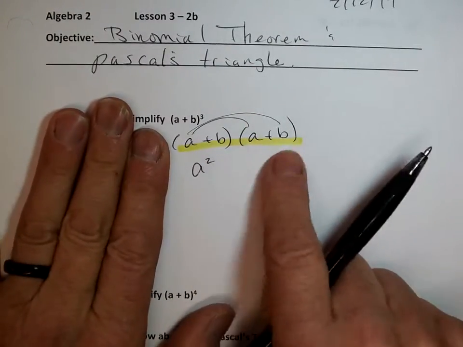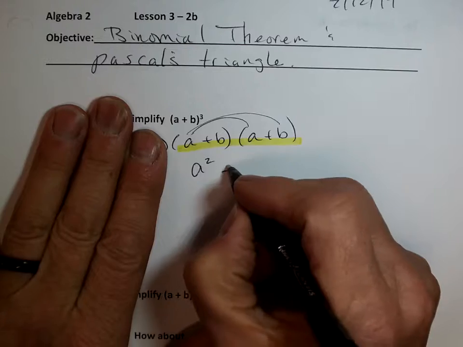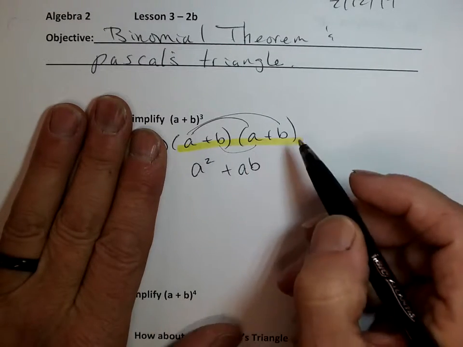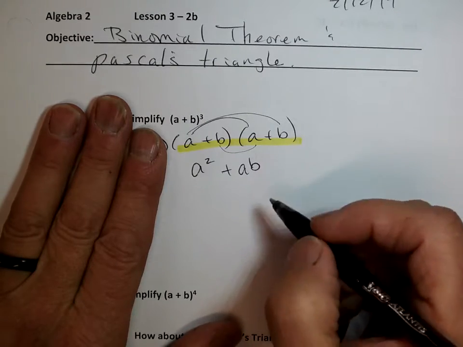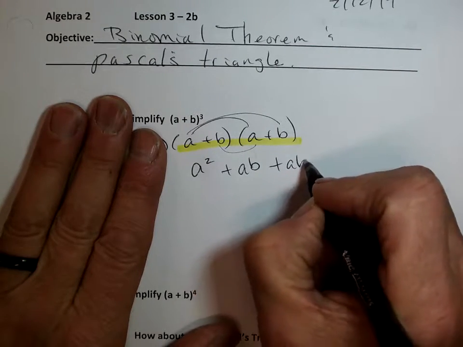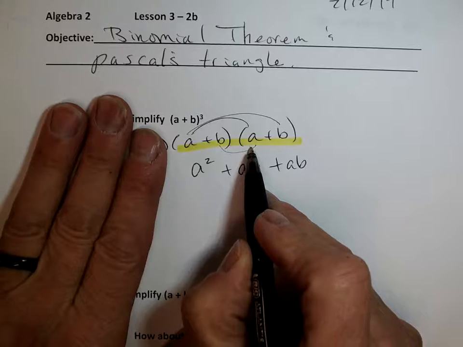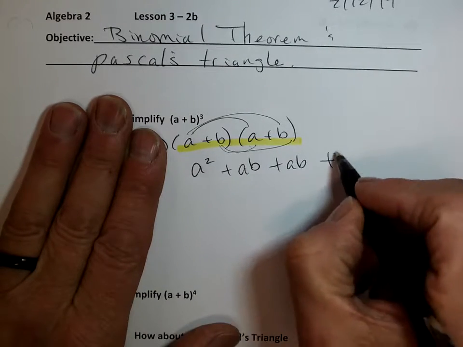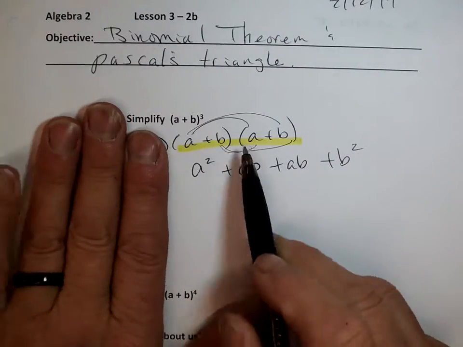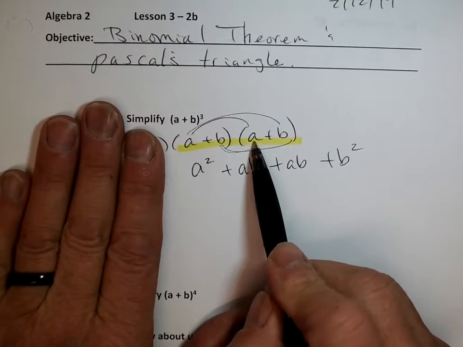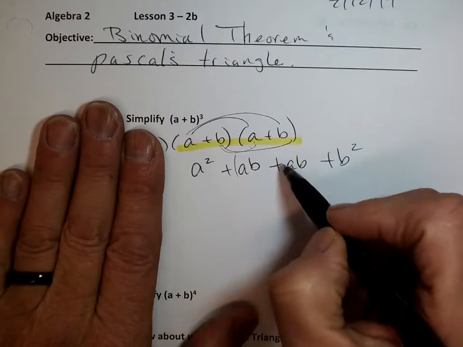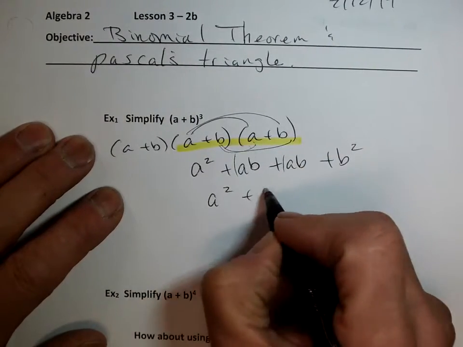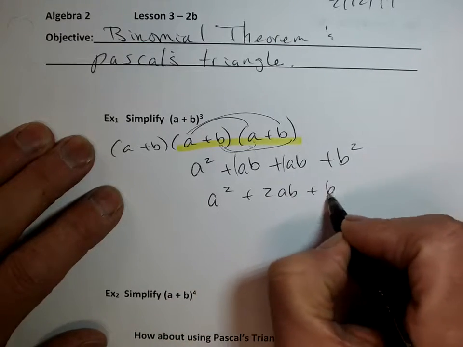So I'm going to do these first. A squared plus AB, right? Now B times A is BA, or how about AB also, right? Plus AB. So B times A is BA, or let's just write it as AB. And then B times B is B squared. And the reason I want to do this is because then I can add these two. So I can have A squared plus 2AB plus B squared.